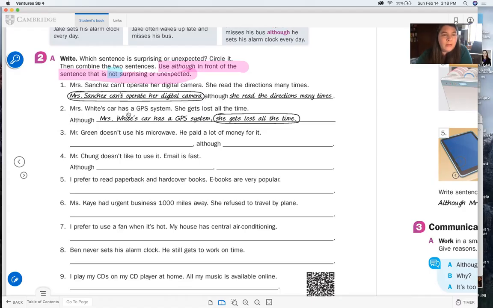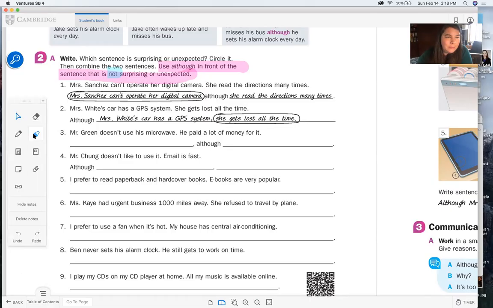Mrs. White's car has a GPS system. She gets lost all the time. So most cars or phones have a GPS. That's not surprising. Getting lost is surprising, right? So this is the surprising part. So this sentence we use although with, okay?